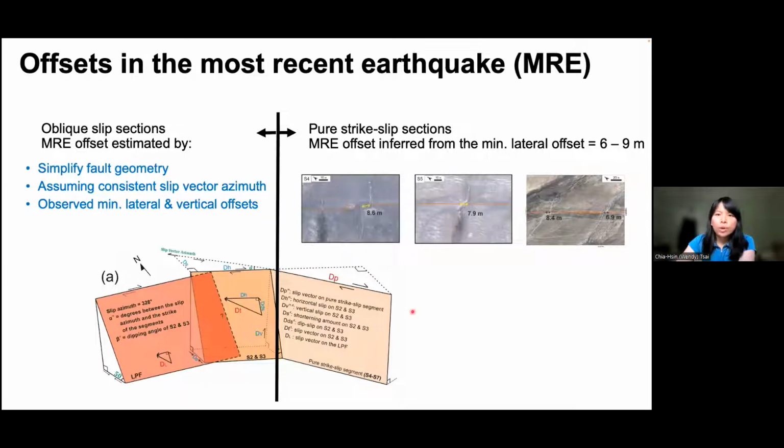And second, we assume a constant slip vector azimuth along the faults derived from the pure strike-slip segments, so that we can use the observed minimum lateral and vertical offsets on each section to estimate the total fault slip along the fault plane in the most recent earthquake.